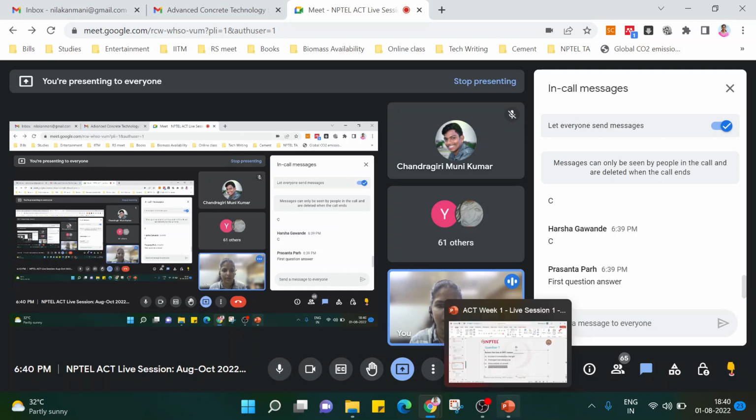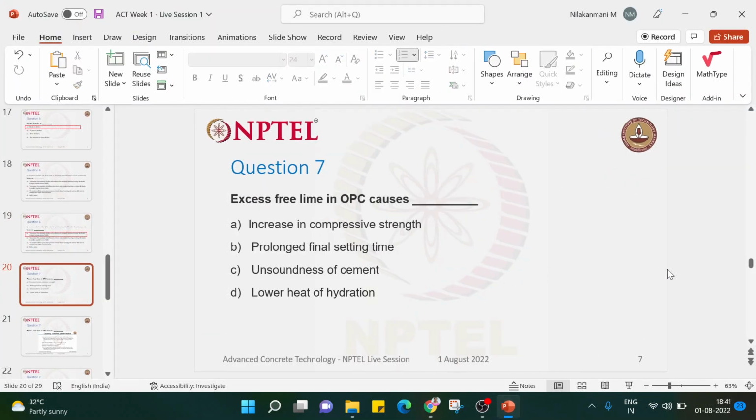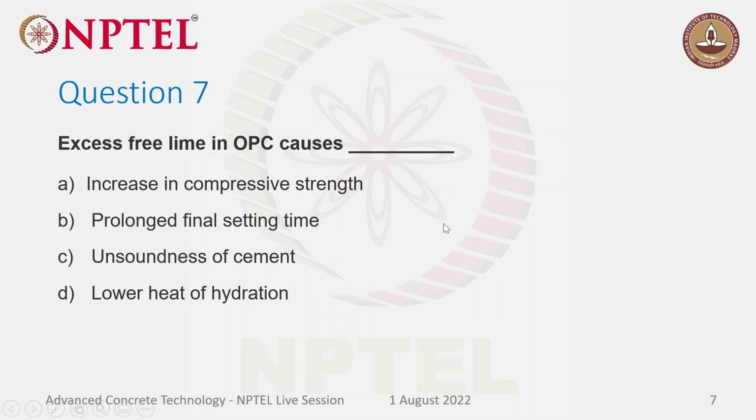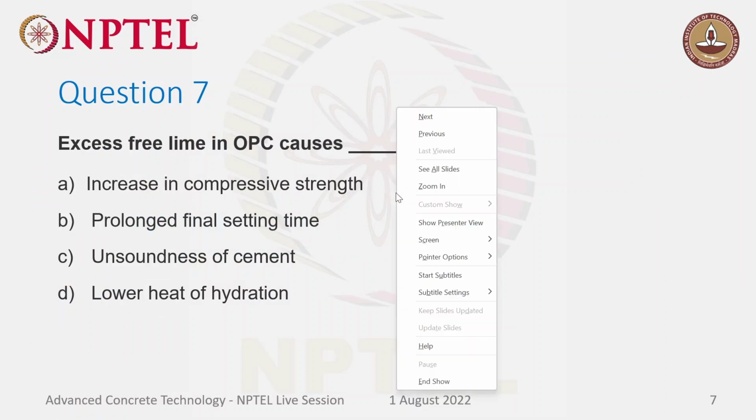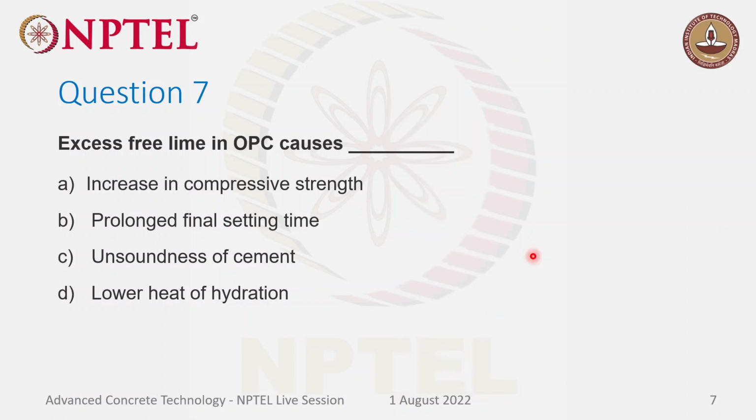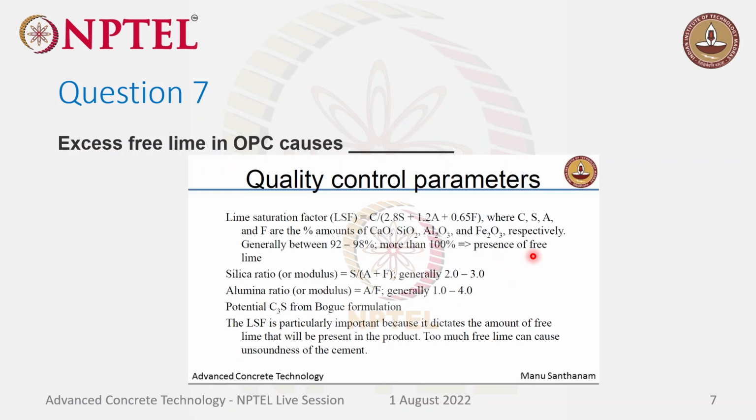Now let's see the explanation part. How do we measure the excess free lime in the produced OPC cement? Can someone tell me? No answers. Generally we have quality control parameters. The one used to check the excess free lime is the lime saturation factor, called LSF. So we calculate this lime saturation factor.